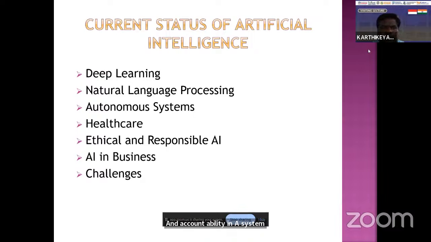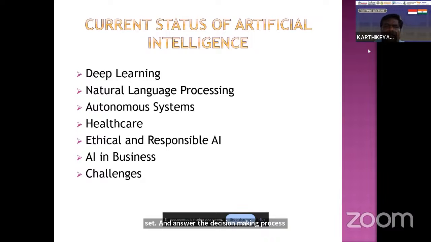And the next current status is AI in business. It is widely adopted in various industries for tasks like customer service automation, predictive analytics, and supply chain optimization. And companies are leveraging AI to gain insight from large data sets and improve the decision making process.